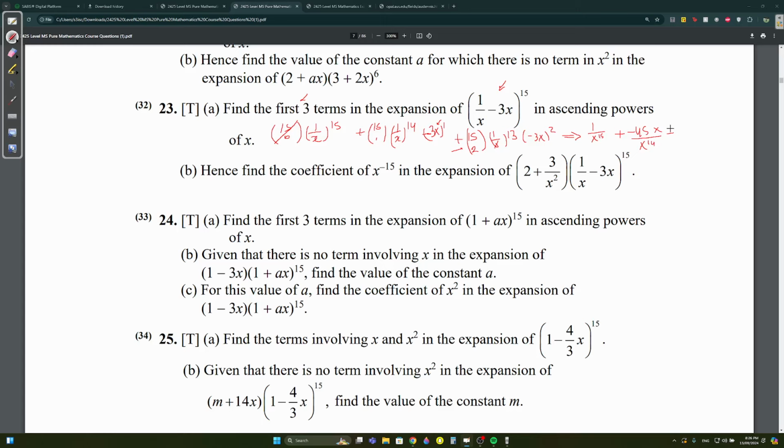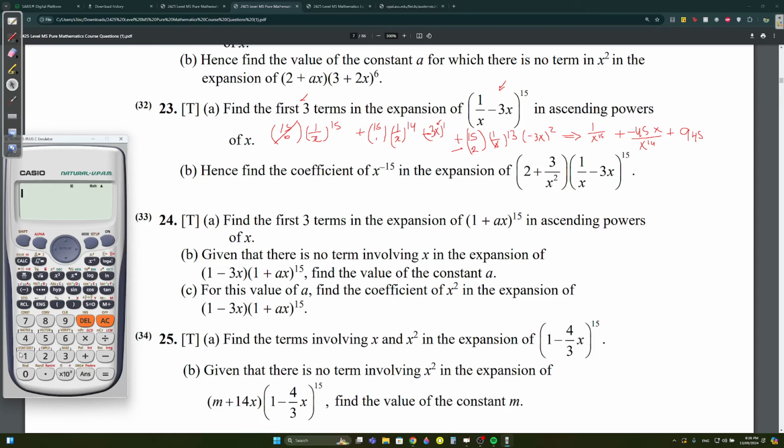Then here, 15 C 2 is 105. 105 times 9, so that's going to be 945, I think, right? Let me double check. 15 C 2 times 9, yeah, 945. This is x squared over x to the 13. This became positive because it's even. So this becomes 1 over x to the power of 15 minus 45 over x to the power of 13, because 1 minus 14 is 13. It goes down because it's a negative exponent. Then 2 minus 13 is 11, but it goes down because it's bigger down. So plus 945 over x to the power of 13.